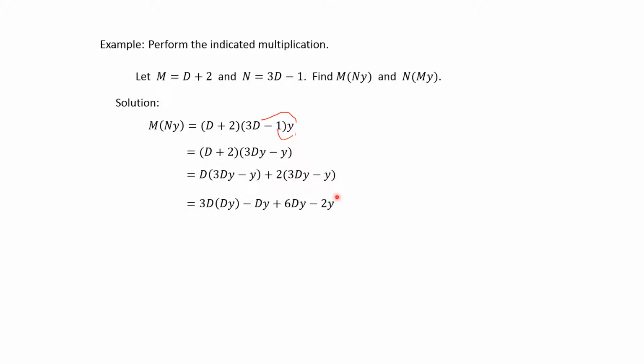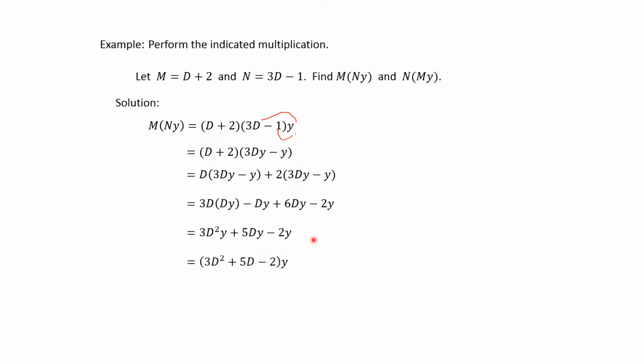Of course, this will give you 3D(Dy), and you can take out the constant, minus Dy. Then 2 times 3 is 6Dy, and distributing 2 gives negative 2y. And what is D of Dy? Of course, that will give you 3 D squared y. Then if you combine the negative Dy plus 6Dy, that gives you 5Dy and minus 2y.